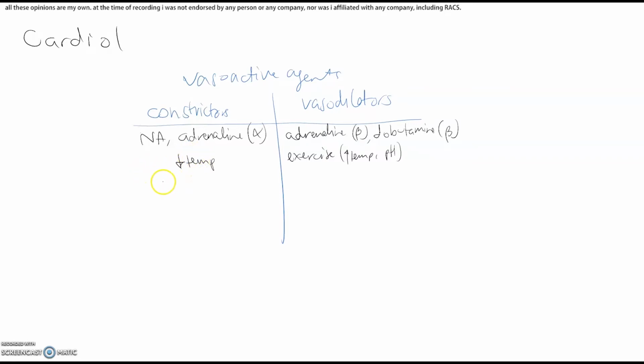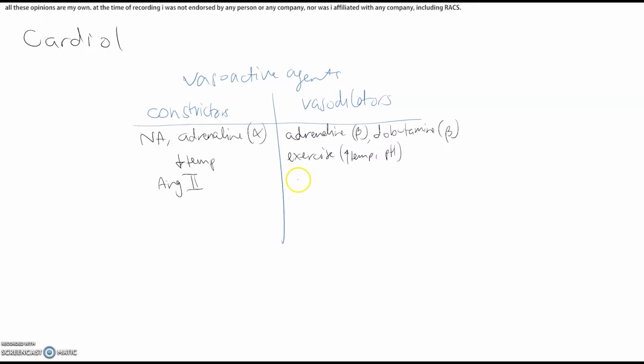Some other vasoconstrictors that we might be reasonably well aware of would be angiotensin II. We know this to be true because we know that angiotensin II causes an increase in blood pressure. And how does it do that? One of the ways that it does so is by vasoconstriction.